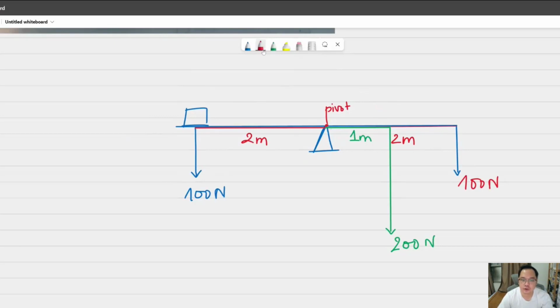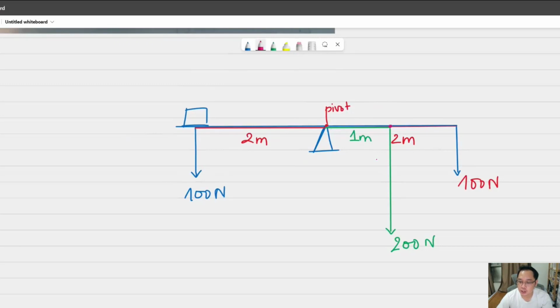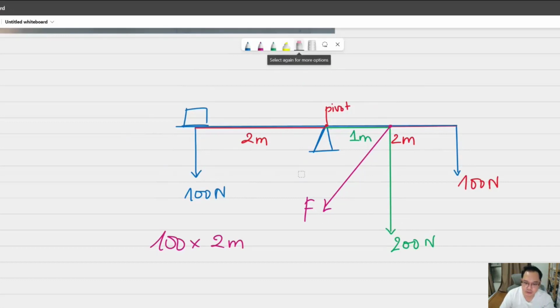But if we exert a force in the other direction, for example, at this position, but not in the vertical direction like this, but in this direction, to balance the moment here, 100 multiplied with 2 meters, we need a force F here, which is not 200 Newtons, but greater than 200 Newtons. Let me draw that even longer. If you exert the force not in the vertical direction, but to the left like this, the force here must be greater than 200 Newtons.